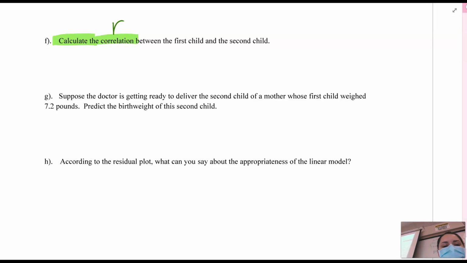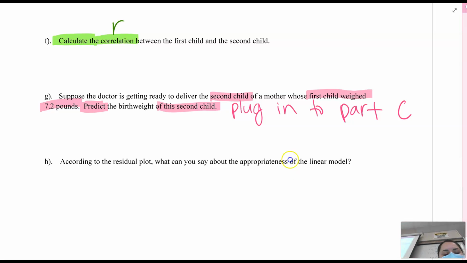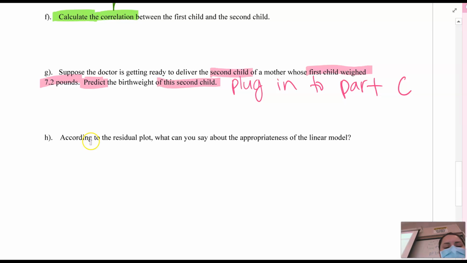And then in part G, it says, suppose the doctor is getting ready to deliver the second child of a mother whose first child weighed 7.2 pounds. And you're supposed to predict the birth weight of the second child. So for this one, you need to go back and plug in to part C. Whatever linear regression model you got for part C, that's where you plug in for G. And then the last one is according to the residual plot. What can you say about the appropriateness of the linear model?